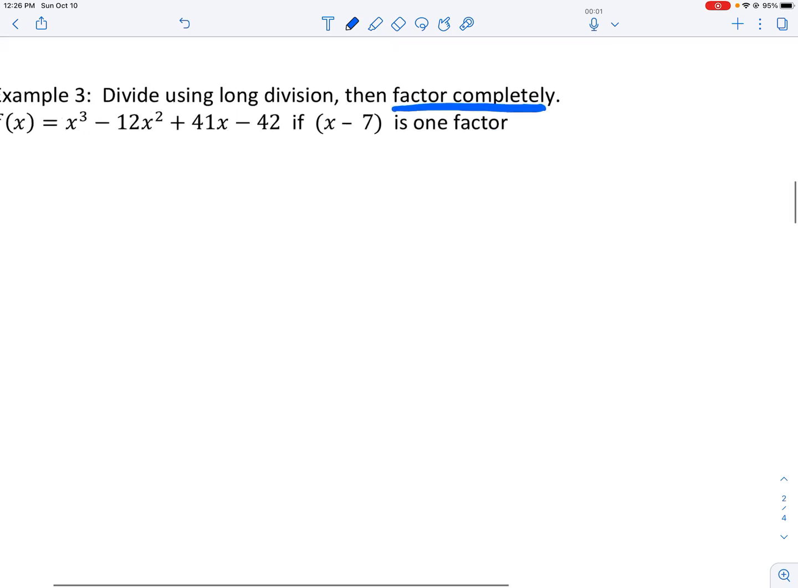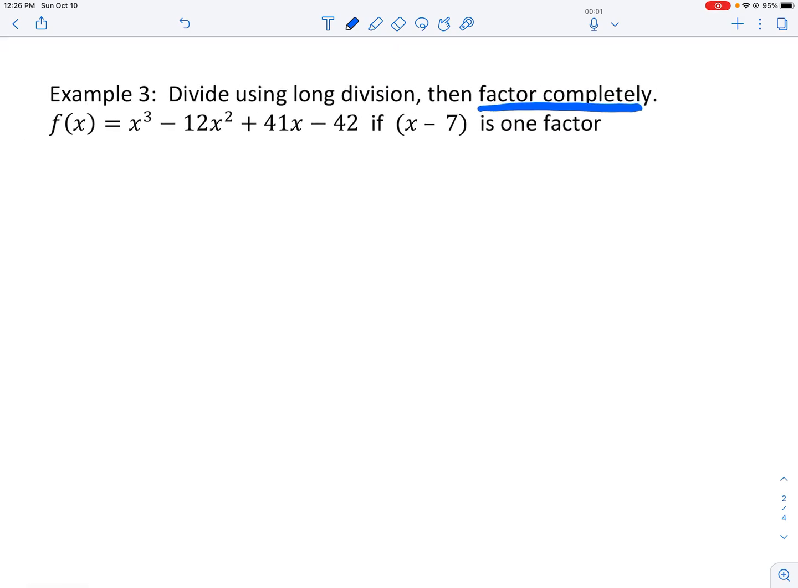So right now, if we're looking at this, we don't really have a method in order to factor it, right? It's not a trinomial, right? GCF, no. Maybe factoring by grouping is a possibility. We could maybe try that. Not guaranteed that's going to work. But it says that we do have x minus 7 as a factor. So I can use that to do my division.